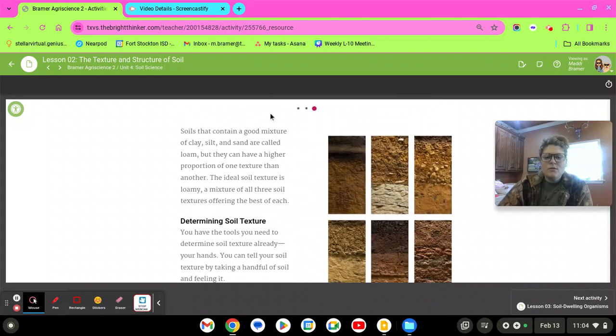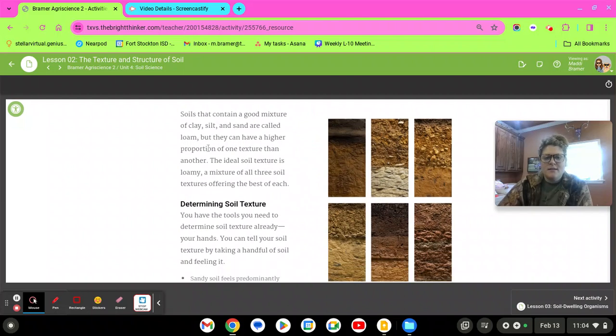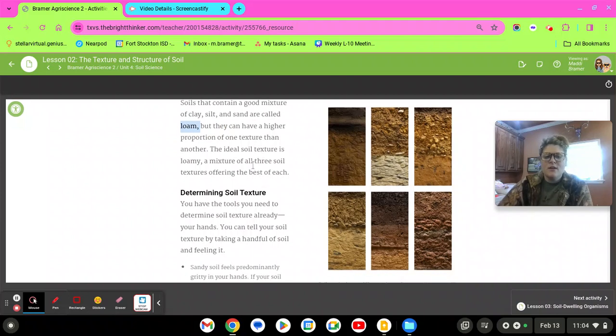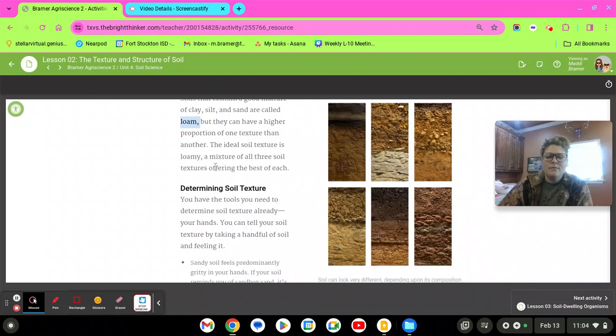So for soils, you want a good soil to contain a good mixture of all of these: clay, sand, and silt. A soil that contains this is called loam. So loam is kind of the ideal soil, but they can have a higher proportion of one texture than others. So you could have a sandy loam, something like that. That would mean it's a mixture, but it's heavier on the sand, right?